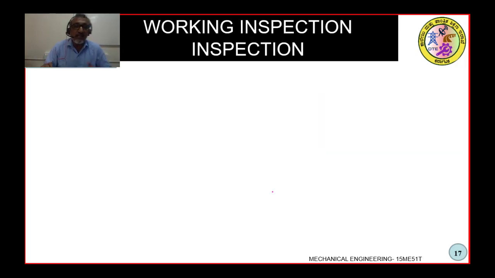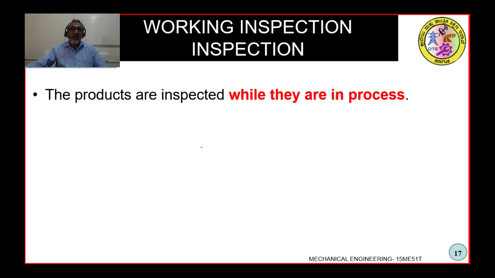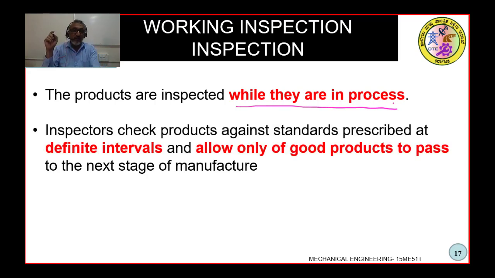Next is working inspection. Working inspection means we inspect the product at various stages of production. That is, at definite intervals, we are inspecting the product, and if the inspection says that it is okay, we'll allow it to go to the next stage, otherwise we'll not allow.